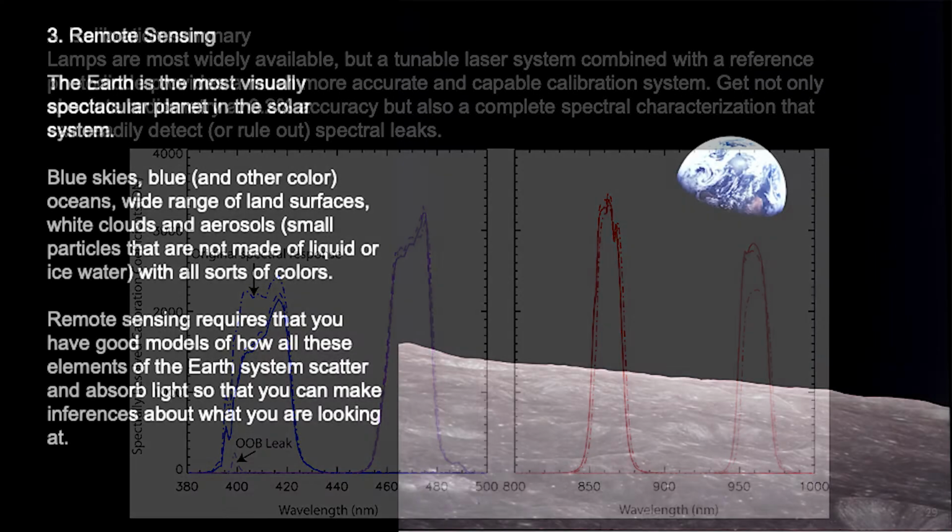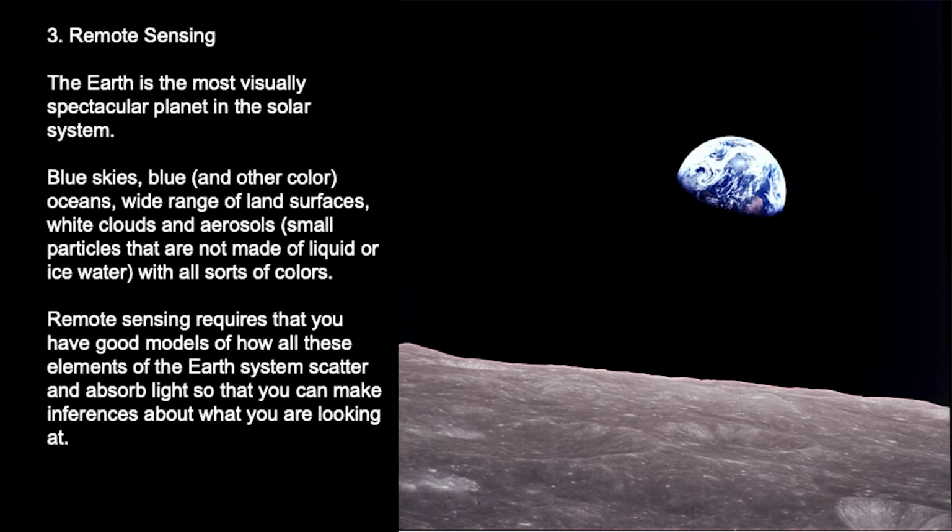Okay, so remote sensing. This is, I think, Apollo 11, right? This is the Earth. People talk about all the other planets, but our planet is actually the most visually spectacular of all of them, I think, with the blue skies and the clouds. And obviously, these are the things that we want to do remote sensing of.